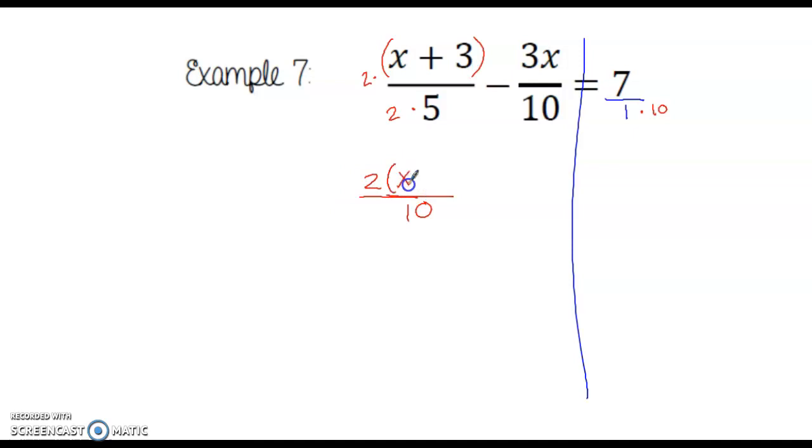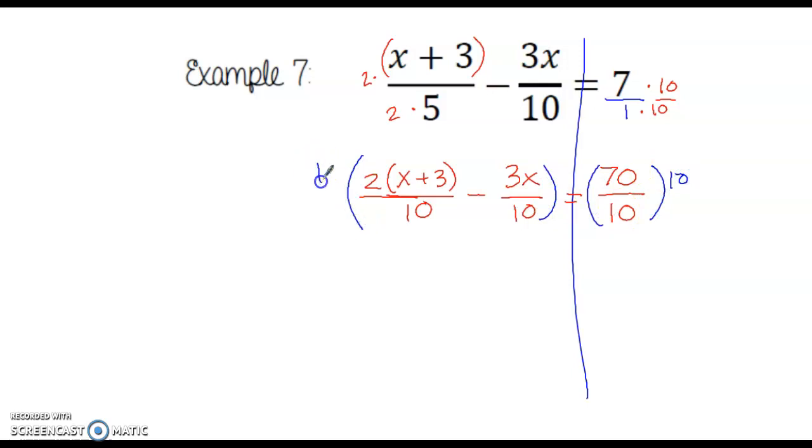2 times x plus 3 minus 3x over 10 is equal to 70 over 10. Now we can multiply each side by 10 to cross out those 10s. We're left with 2 times x plus 3 minus 3x is equal to 70.